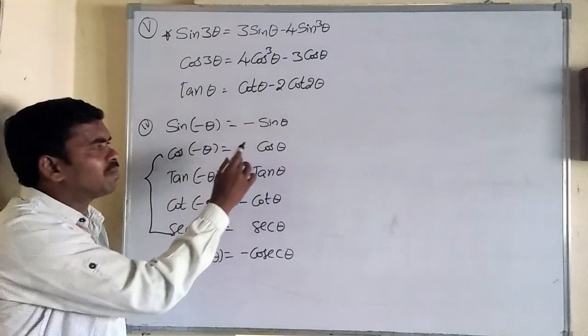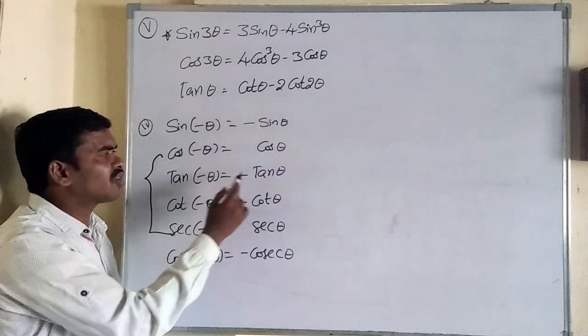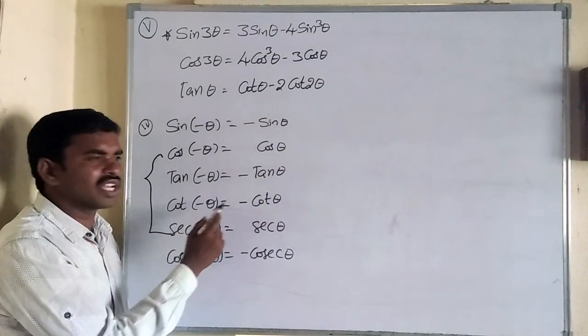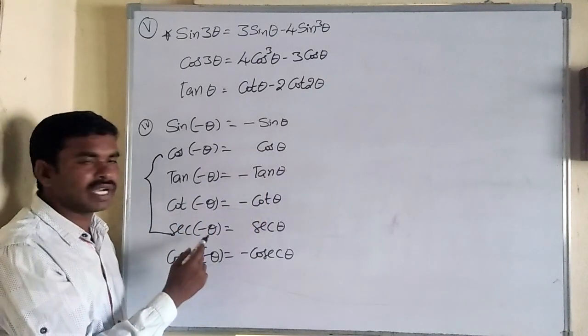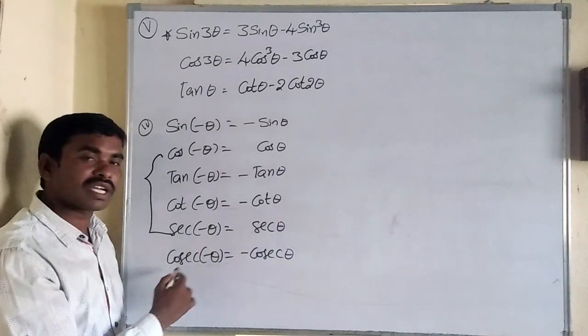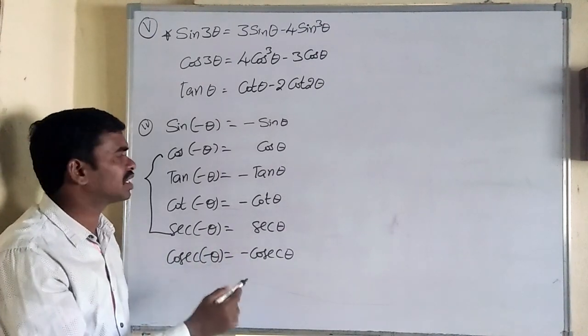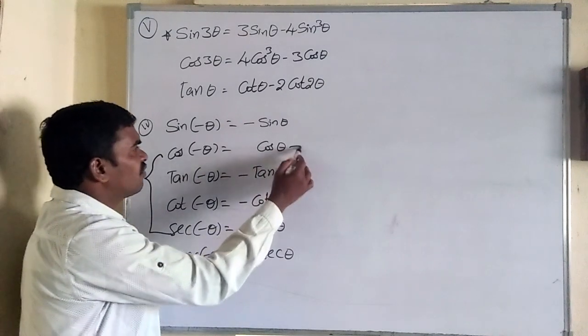Sin of minus theta is equal to minus sin theta. Cos of minus theta equals plus cos theta. Tan of minus theta equals minus tan theta. Cot of minus theta equals minus cot theta. Sec of minus theta equals plus sec theta. Cosec of minus theta equals minus cosec theta. Okay, now only for these we get positive.